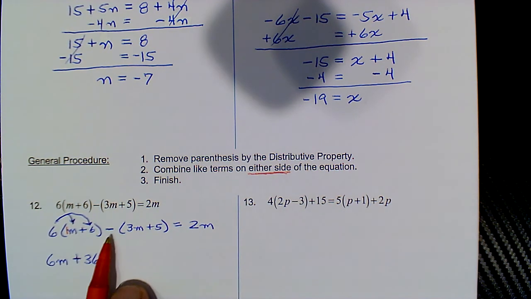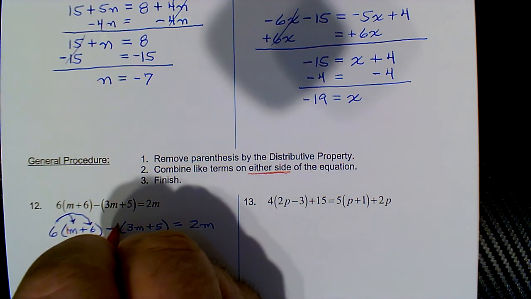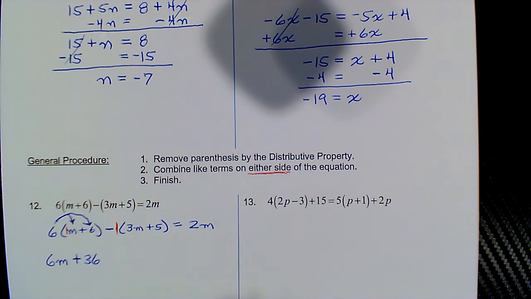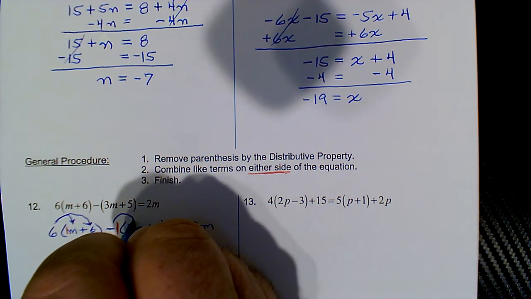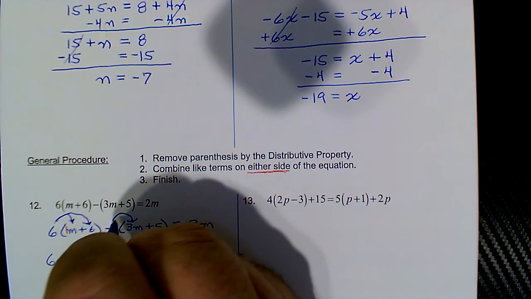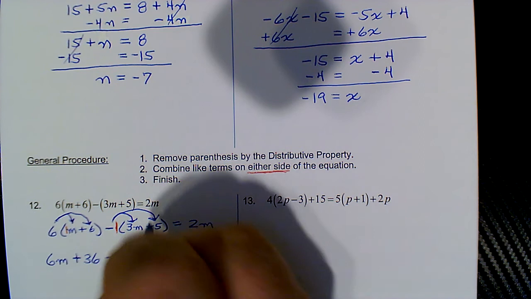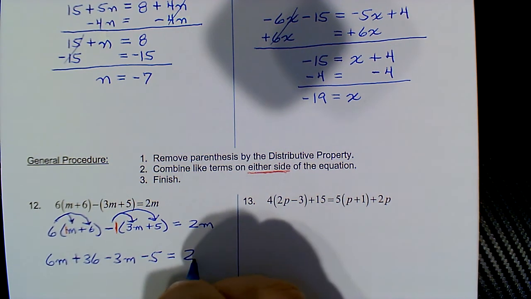Now, there's just a negative out in front of this set of parentheses. So it is in this case very helpful to slide a 1 in there, because it's understood, if it's not written, that it's a 1. And think of it as distributing this negative 1 times 3m would give negative 3m, and negative 1 times a positive 5 gives negative 5, and that equals 2m.